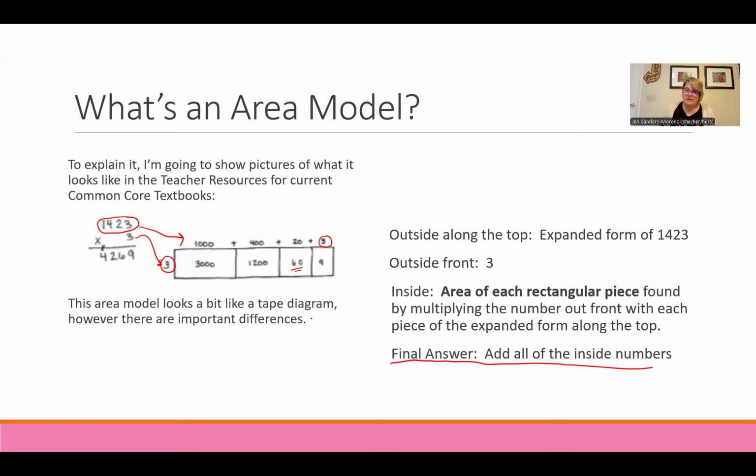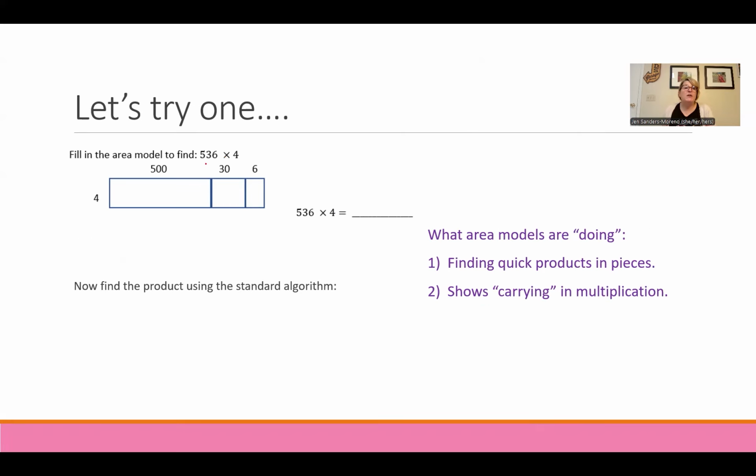Okay, so let's go look at it. This area model, notice it's already partially been done for us. I've got a 500, 30, and a 6, so I have my expanded form. I'm just going to highlight for a second. We've got our expanded form of 536. That 4 is out front.